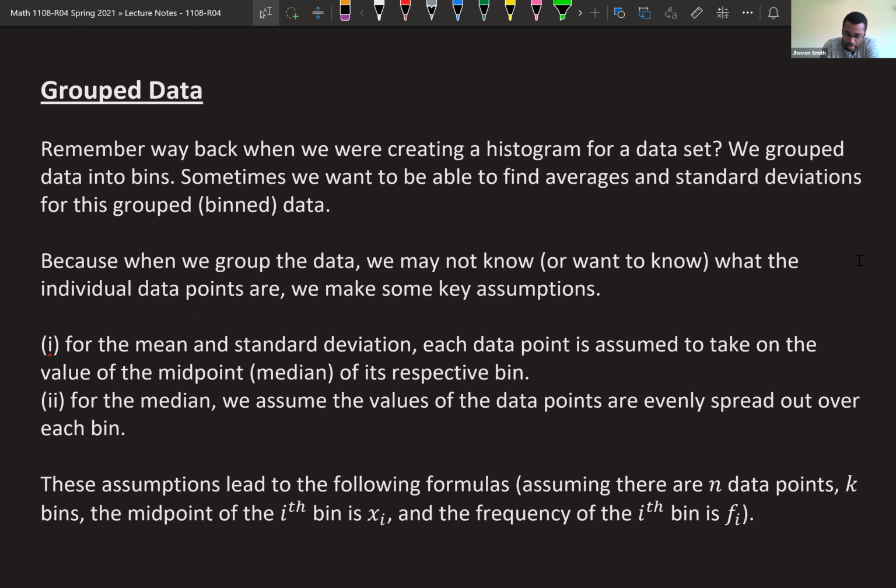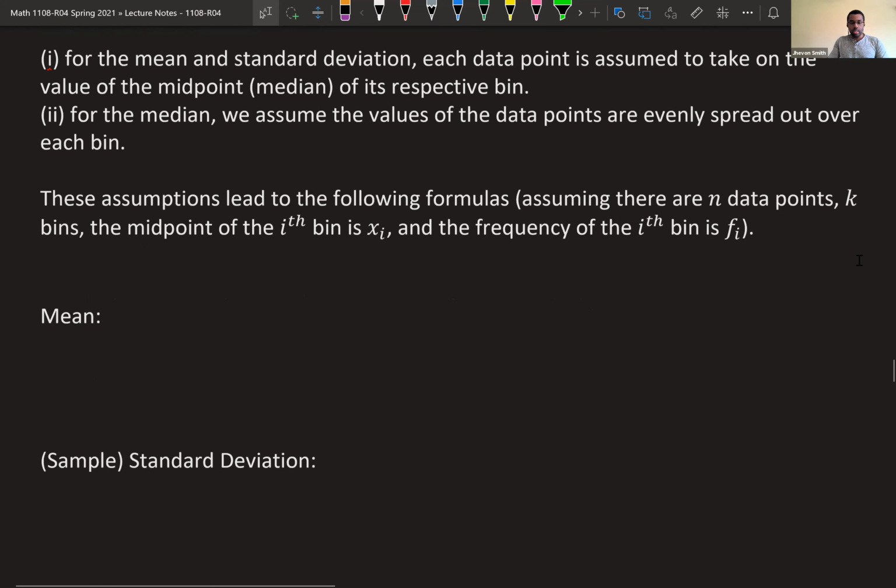Suppose we have n data points, but we have k bins, right? So we put them in k groups, okay? And I'm calling the number of the group by the letter i. So you can have i equals 1 for the first group, i equals 2 for the second group, i equals 3 for the third group, all the way up to i equals k. And we have frequencies for each group, which is f sub i. So f1 is the frequency in the first group, f2 is the frequency in the second group, f3 is in the third group, etc. Right? And we can then use these formulas.